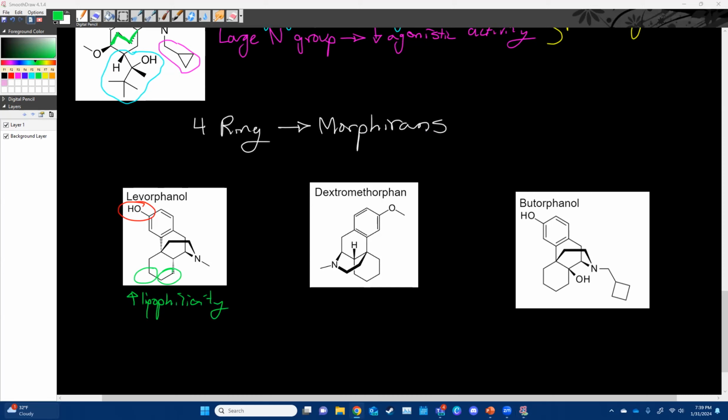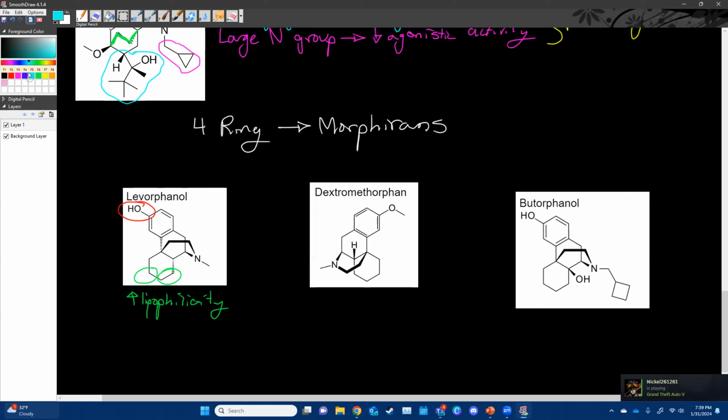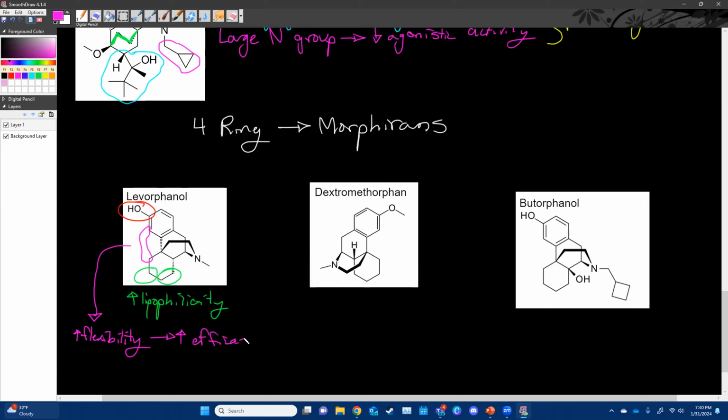The biggest thing is these drugs are more flexible than morphine. So the lack of that ether bridge, that 5th ring, is what increases flexibility. So it's able to fit into the receptor better. And so we get increased efficacy versus morphine.